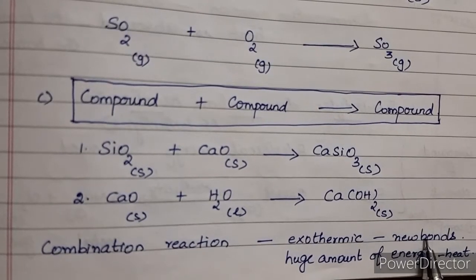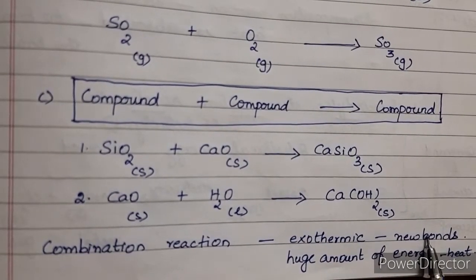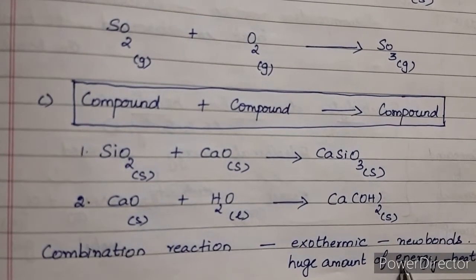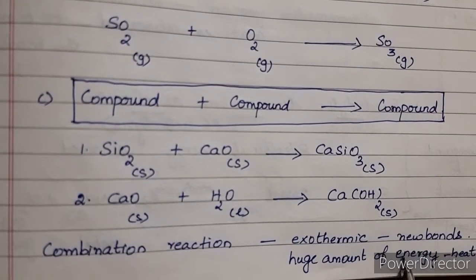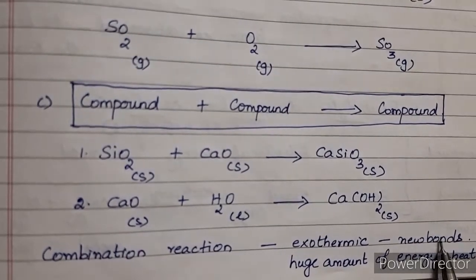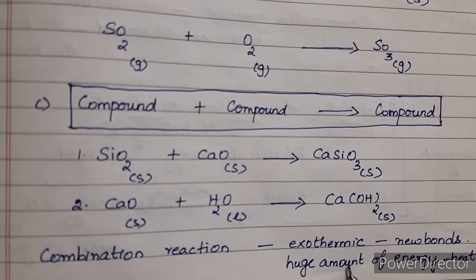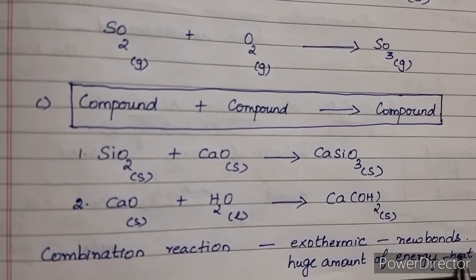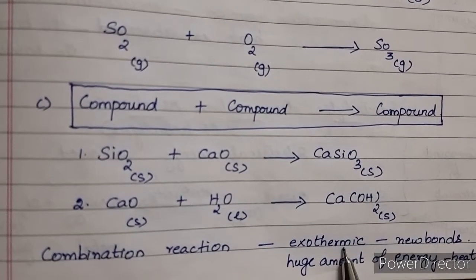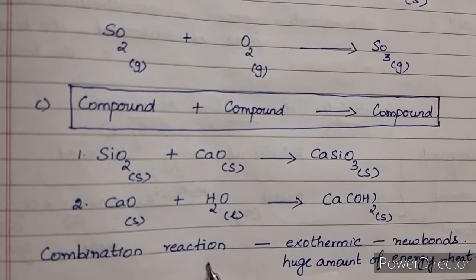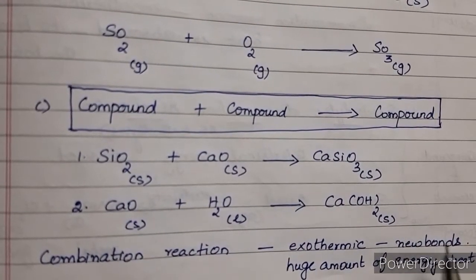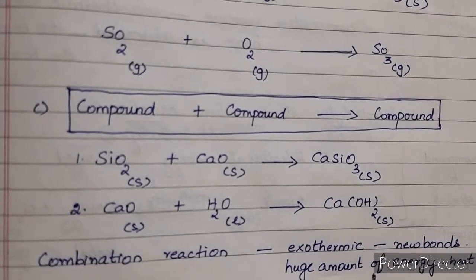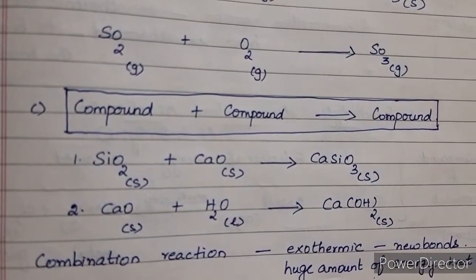Now when there is a formation of a new bond, the energy is released, we said, isn't it? When we were discussing the chemical reaction, we said that whenever the formation of a new bond takes place, a huge amount of energy is released in the form of heat. So it is an exothermic reaction. So all the combination reactions are exothermic reactions because of the formation of new bonds. A huge amount of heat energy is released.